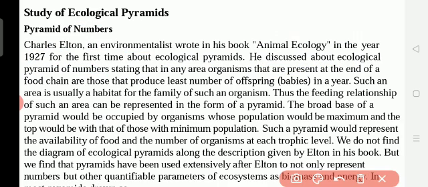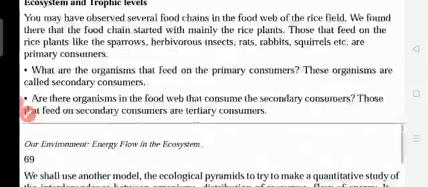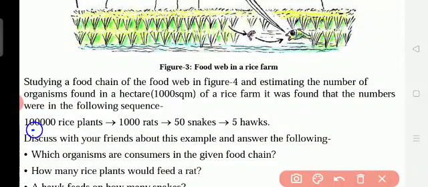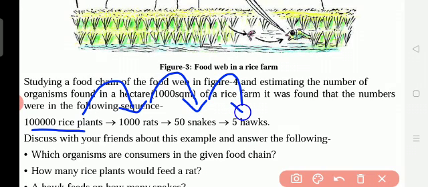in any area, the organisms present at the end of a food chain are those that produce the least number of offspring, babies. So he told, we have the food chain. For example, again we go back to the food chain. First, rice plants. Rice plants are eaten by the rats. Rats are eaten by the snakes. Snakes are eaten by the hawks.